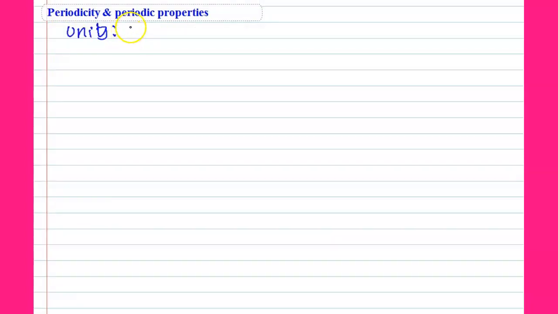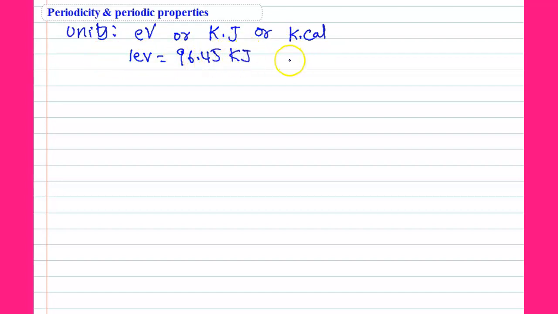Units for ionization energy: electron volts, kilojoules, or kilocalories. Actually, 1 electron volt is equal to 96.45 kilojoules, which is equal to 23.06 kilocalories.